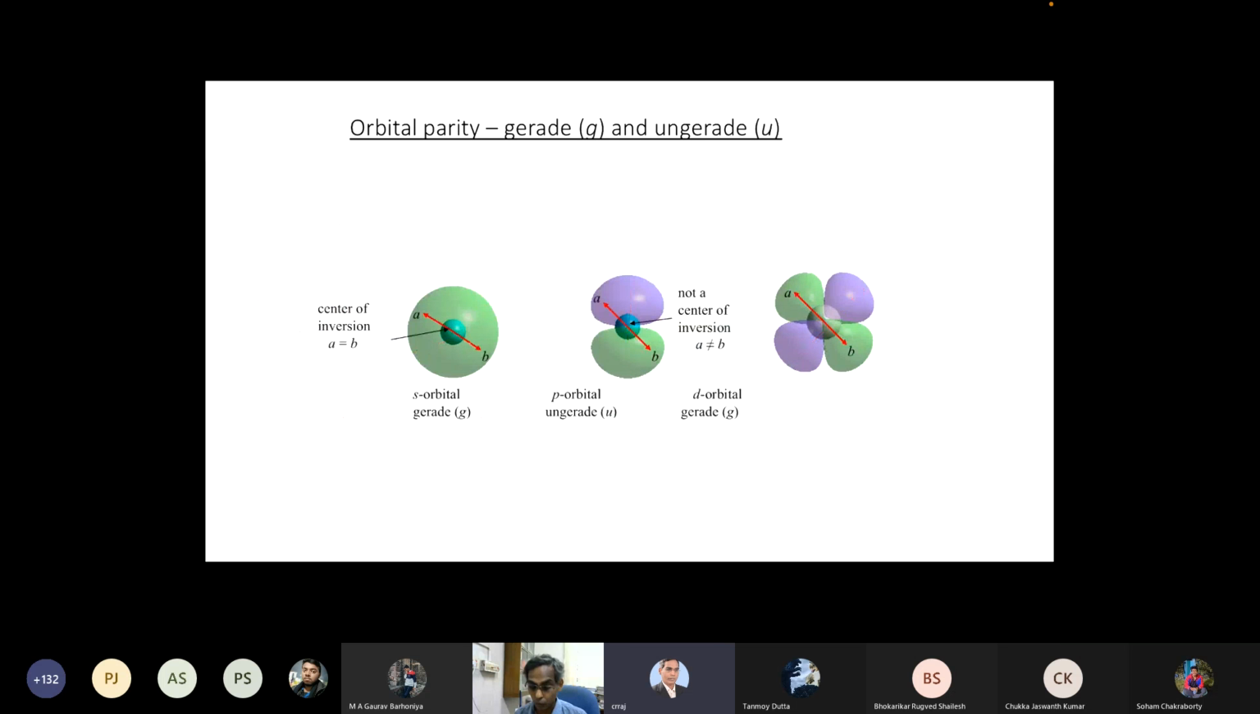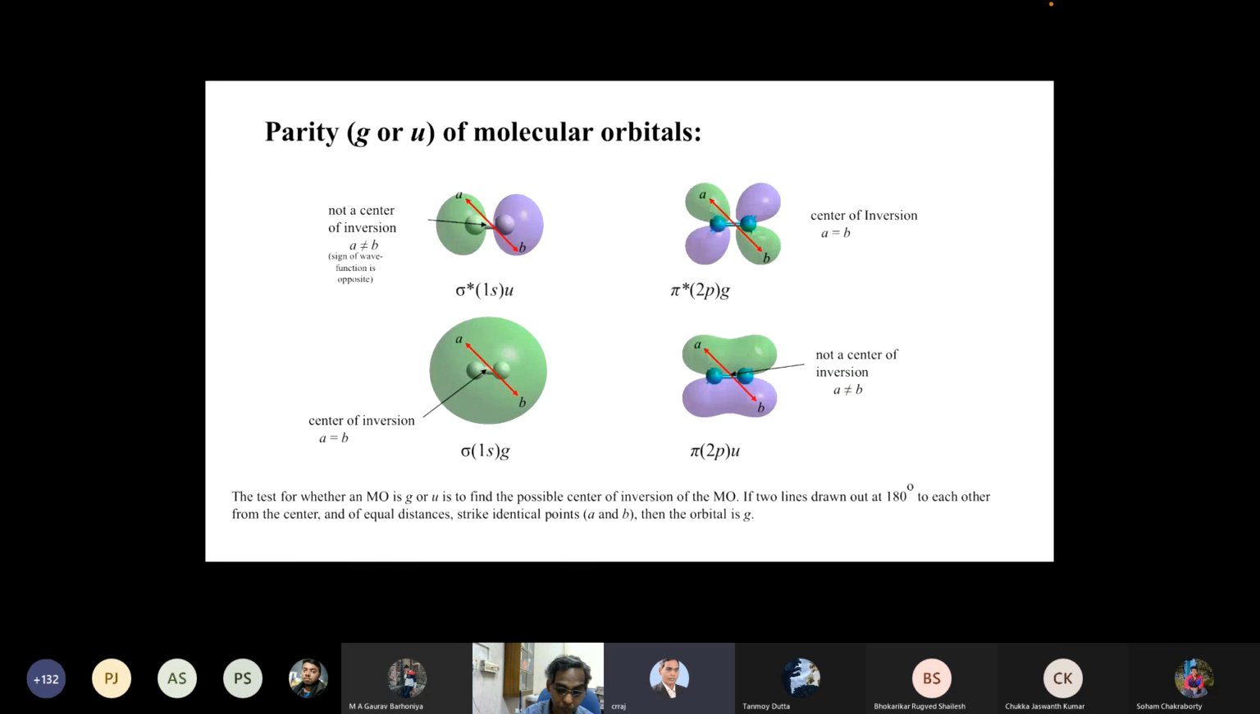Okay, I think I don't want to keep you more. Already 1:05. I will finish up with this. And then next class, tomorrow when I come, I will start with molecular orbital symmetry. In a very similar way, how do we assign the symmetry?